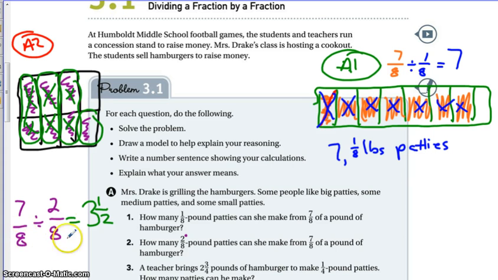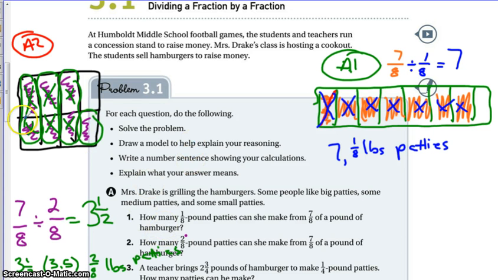And again, my denominator is the same, so we can kind of ignore the denominator. So what this means is I can make 3.5, or for those of us that like decimals, 3 and 5/10, 2/8 pound patties. We'll go ahead and write patties across the words here. All right, so that's what that means.